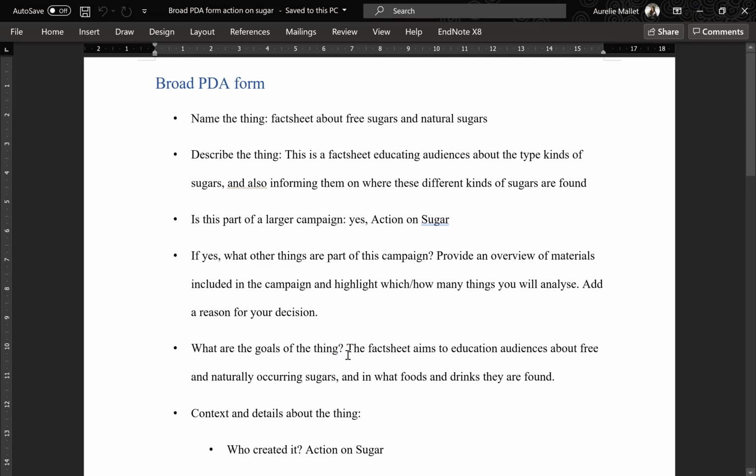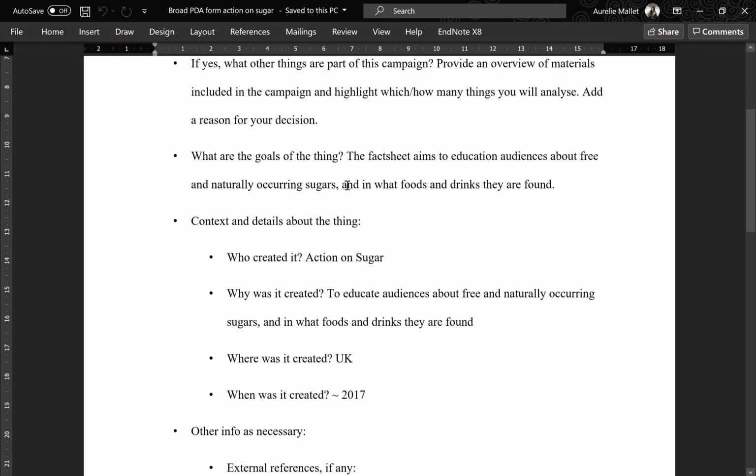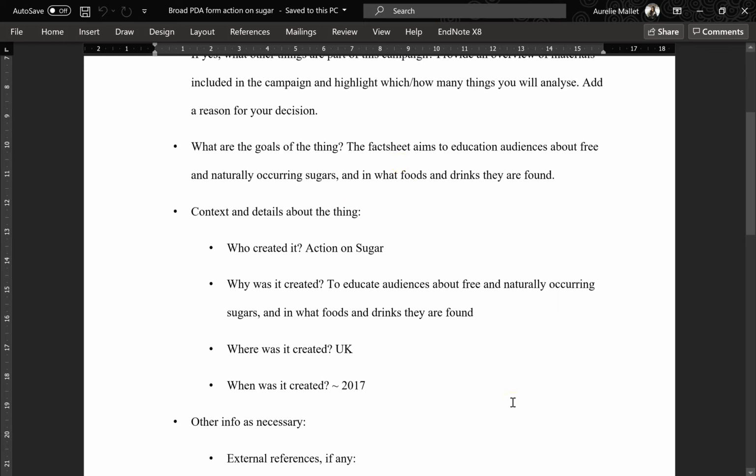Okay, so what is the thing? It's a fact sheet about free sugars and natural sugars. It's a fact sheet that's educating audiences about the types and kinds of sugars, and also informing them on where these kinds of sugars are found. So in what types of foods, what types of drinks. Yes, this is part of a larger campaign. It's part of the Action on Sugar campaign. Again, I'm not going to be looking at other things here. So the goal of the fact sheet aims to educate audiences about free natural occurring sugars and in what foods and drinks they are found.